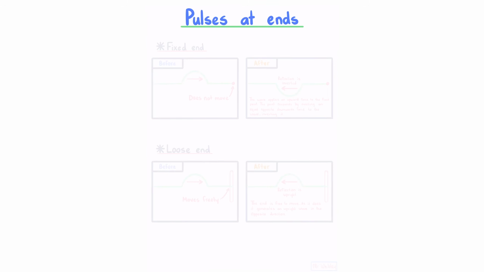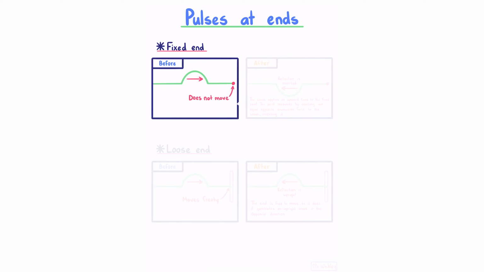Pulses at ends. Let's consider a pulse moving towards a fixed end. A fixed end means that this point does not move. The situation afterwards is a reflected pulse that is also inverted. This inversion occurs because the wave applies an upwards force to the fixed point, and the point responds by exerting an equal opposite downwards force to the wave, inverting it.